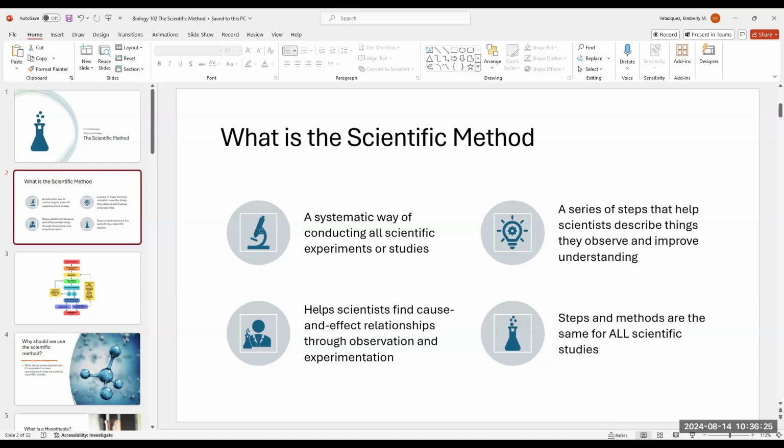And the purpose is to help scientists find cause and effect relationships or relationships between different factors that we can make conclusions about and use that information to build on previous research, to make health decisions, to develop new cures for diseases, to explain natural phenomena happening in our world, all kinds of reasons for doing this research.